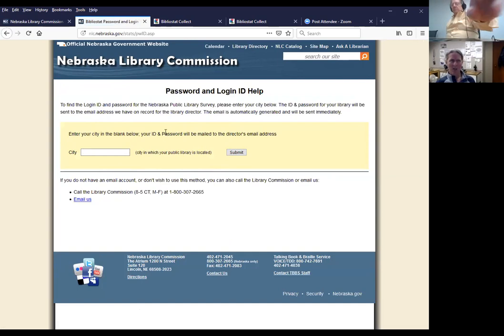That's one thing to keep in mind. If you can't get a hold of us here, you can always do that lost password lookup, and it'll email it to you.